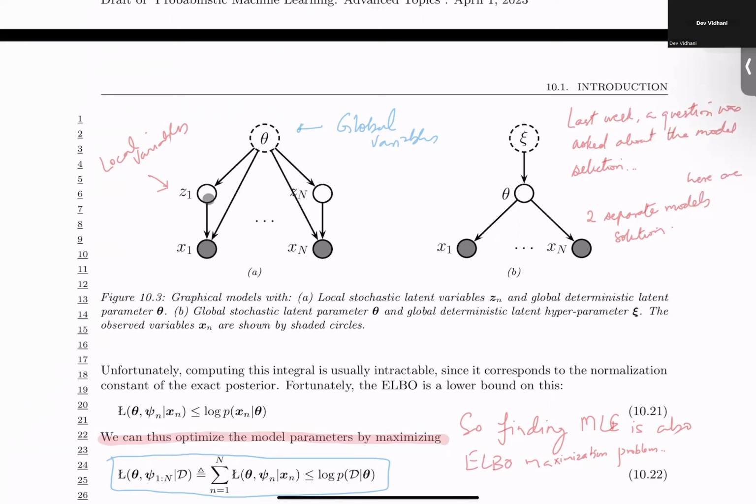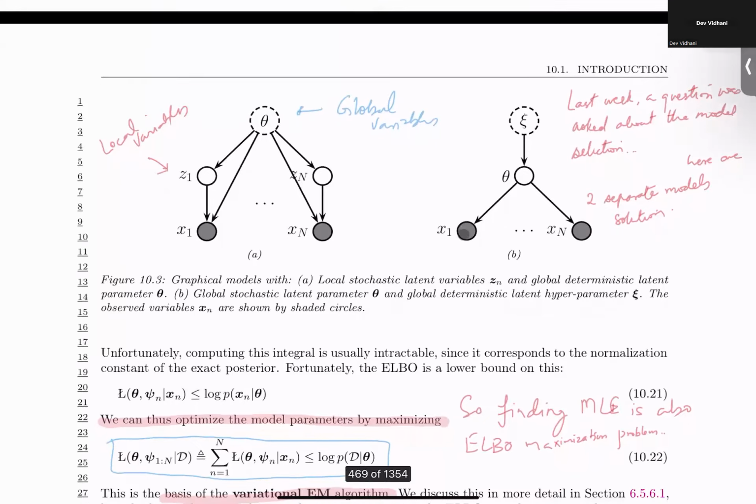But what happens is that then we have to estimate all the parameters for all the Z's and the thetas. There is a direct correspondence between each data point and the latent variables. But if we have global variables or abstracted variables, then we do not have to have that one-to-one correspondence in terms of estimating those parameters.